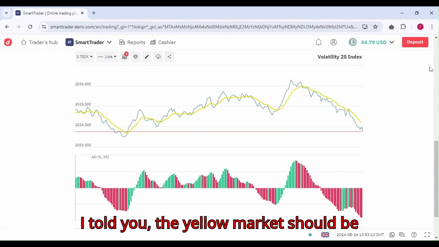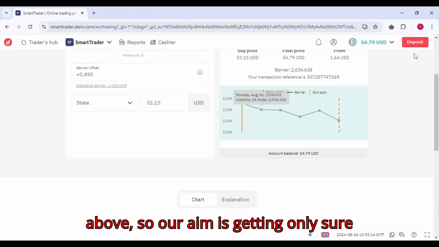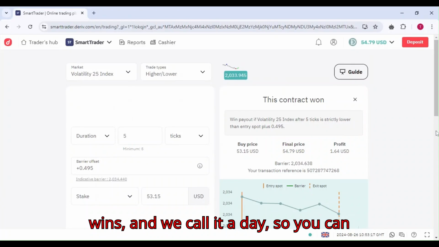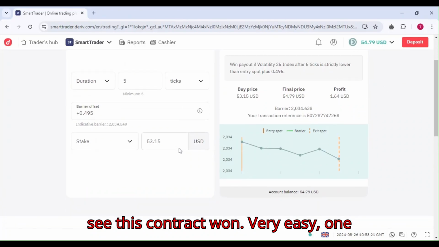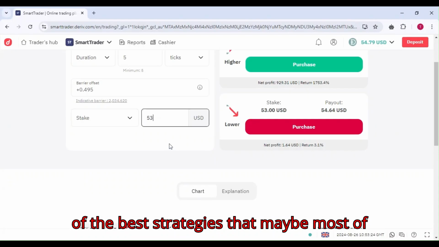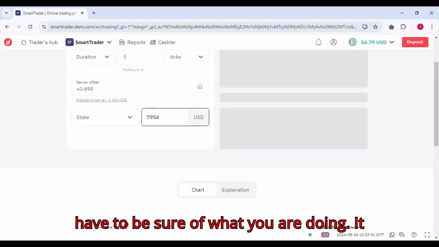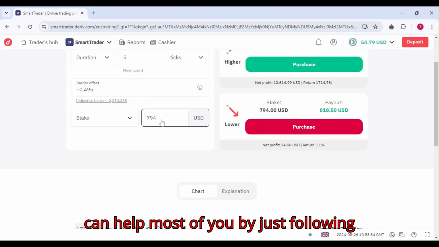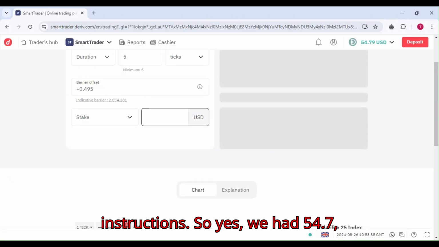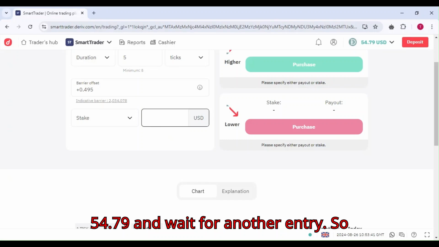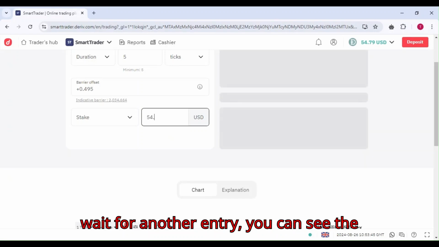As I told you, the yellow line should be above, so our aim is getting only sure wins, and we call it a day. So you can see this contract won. Very easy, one of the best strategies that most people will not show you, but you have to be sure of what you are doing. It can help most of you by just following instructions. So yes, we had 54.7, 54.79, and we wait for another entry.